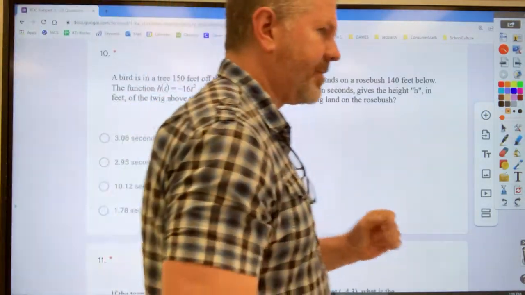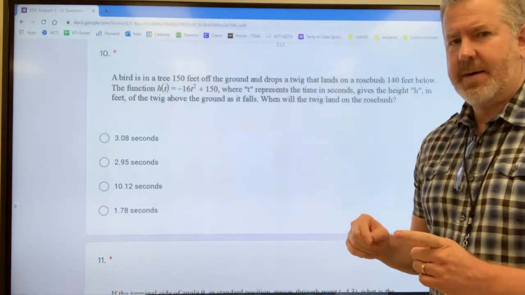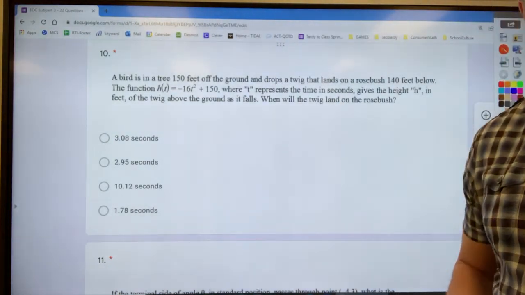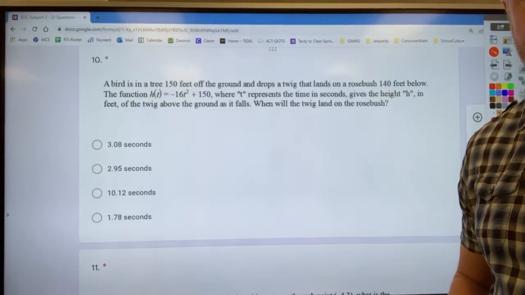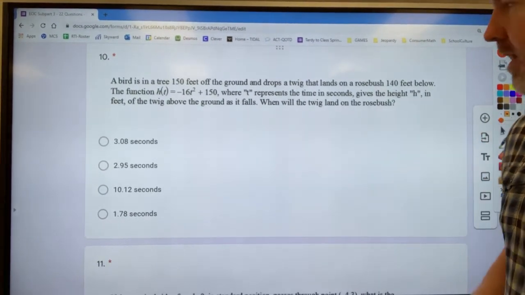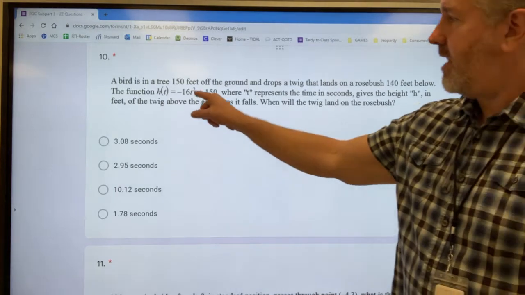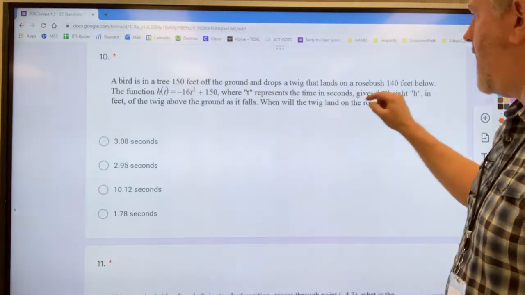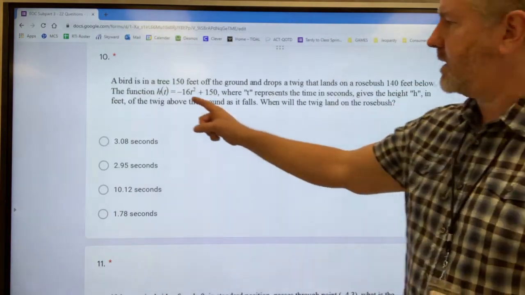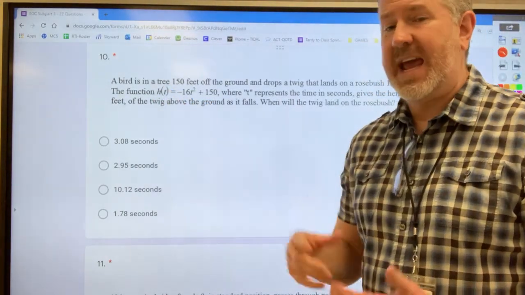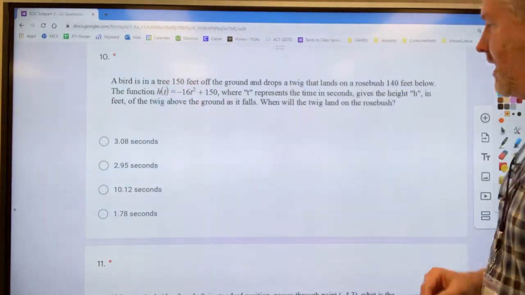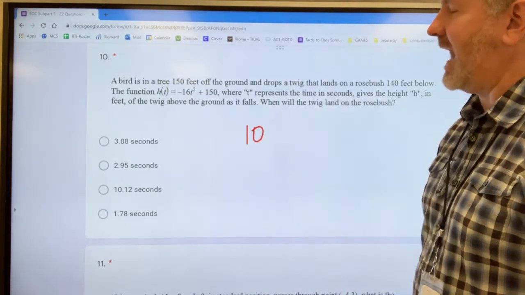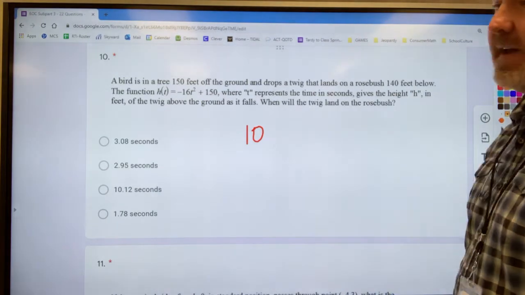And I'm going back to number 10, which I worked on, of course, because it bothered me. So I had to figure out why. Let me see if I can get this straightened out here. That's a little better. I had to figure out why the bird is in the tree 150 feet up and he drops it to 140. So I was substituting 140 because I thought that was the change in the height. But the way to solve it is plug in 10 for the height, because at that point it's going to be 10 feet above the ground.